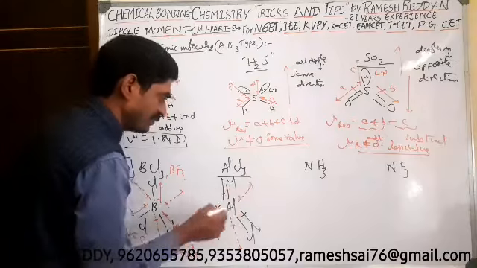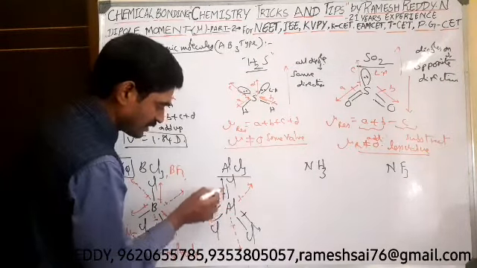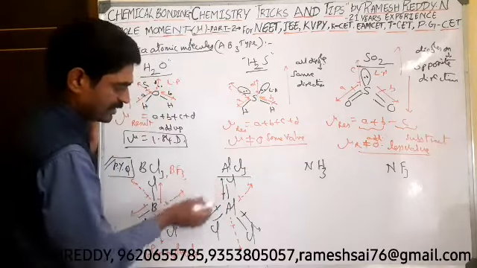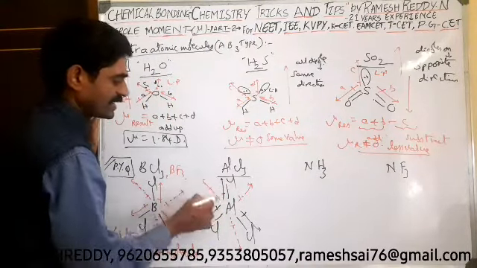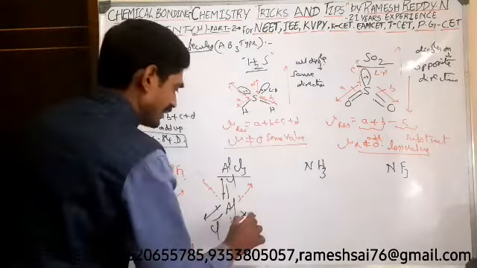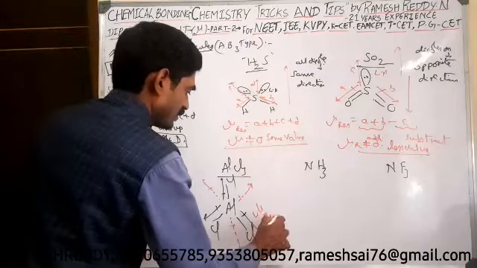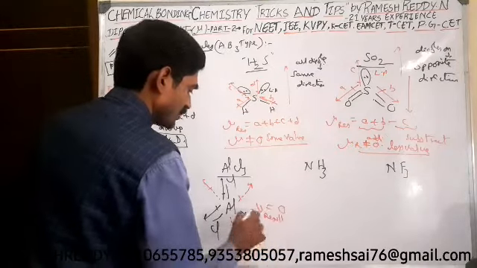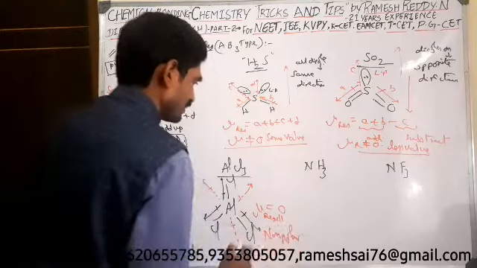These 2 dipoles operate in this direction, and it is cancelled with this one. So it is cancelled with this one, and the net resultant dipole moment is 0. So that's why it is also a non-polar molecule, my dear students, right?